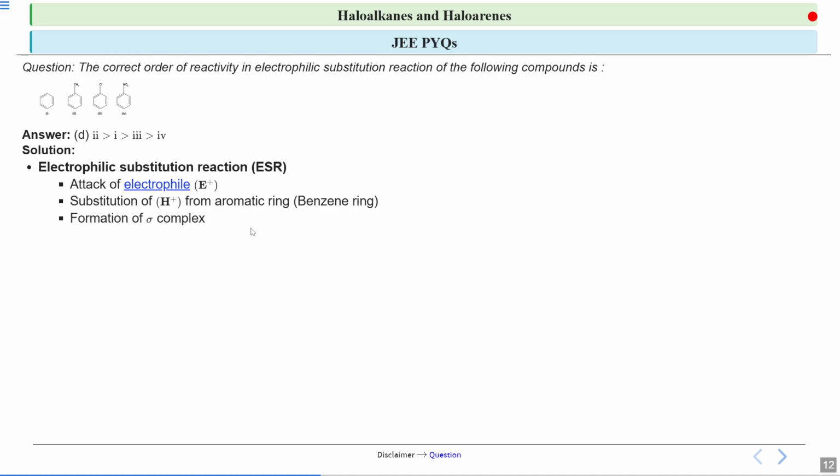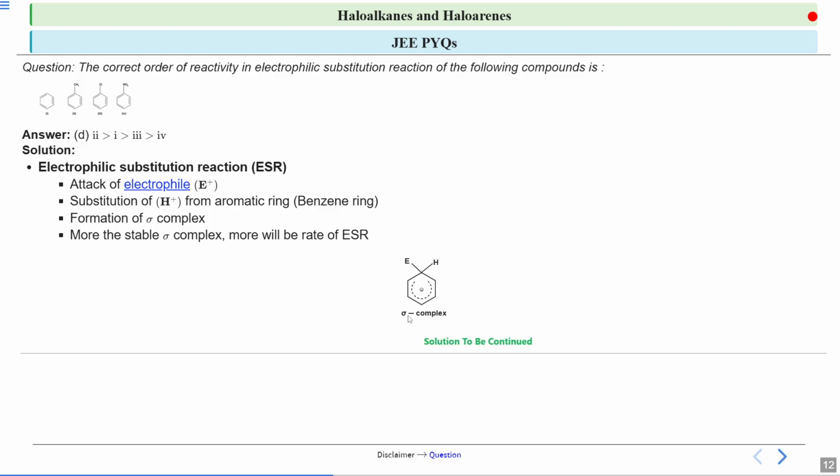And formation of a sigma complex happens. So when the electrophile attacks the carbon of the benzene ring, a sigma complex is formed after the sigma bond is formed between the electrophile and carbon. If the sigma complex formed is more stable, the electrophilic substitution reaction rate will be higher. This is your sigma complex formed after the bonding of the electrophile with carbon of the benzene ring. You can say it is an electron deficient complex.